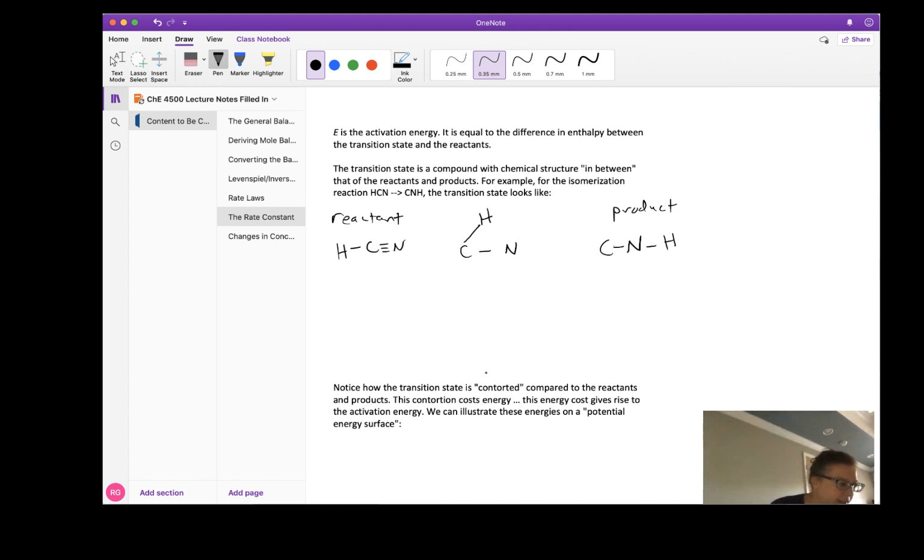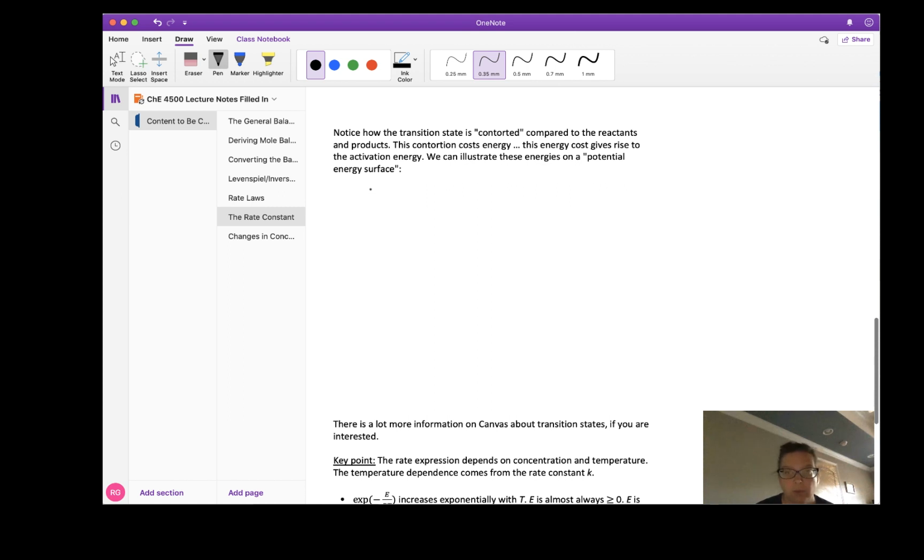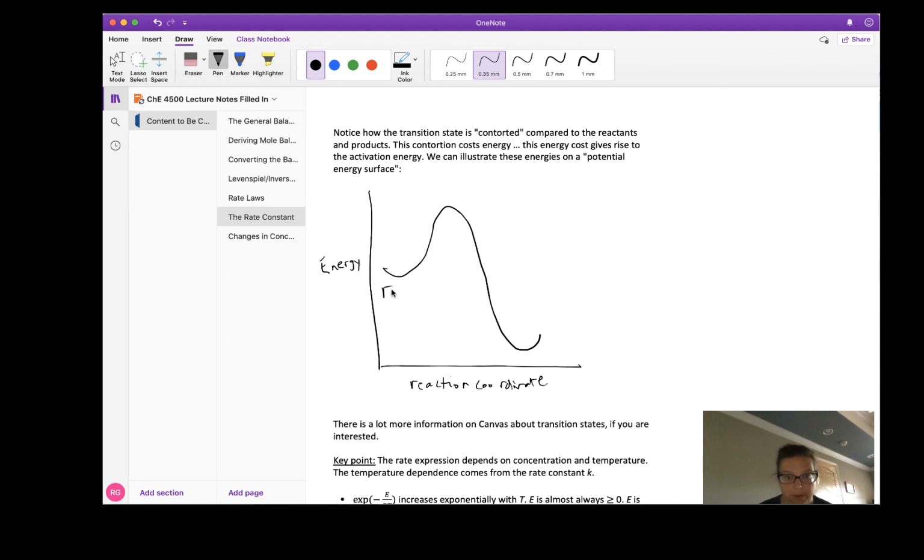So we can illustrate all of this on what we call a potential energy surface or a potential energy diagram. So if I draw a diagram and I say energy, and this will be arbitrary units. And down here I have what I call a reaction coordinate. So in this case, it might be the linearity of the angle. I can draw the energy. So here would be my reactants. Here's my transition state. And here are my products.